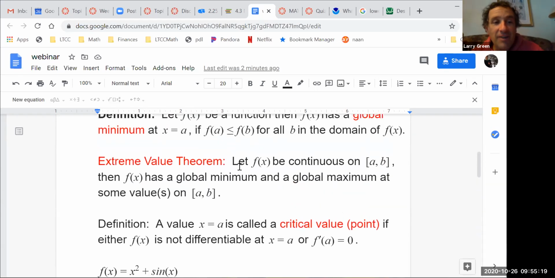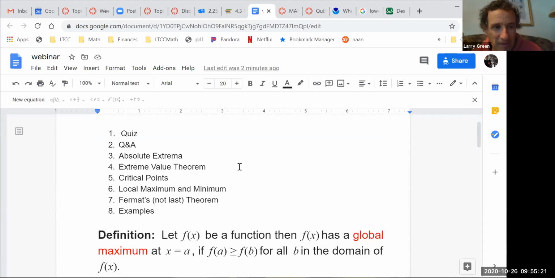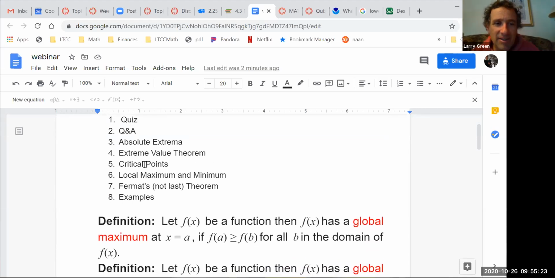So we now understand, hopefully, what an absolute extrema is. We understand the extreme value theorem. We understand what a critical point is and the 3-step process for finding critical points. Now it's time to talk about, instead of the global extrema or the global maximum and minimum, the local max and min.